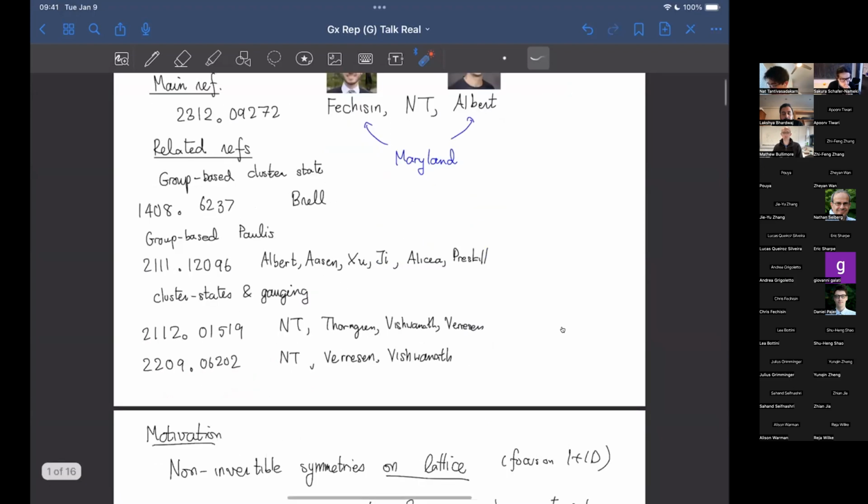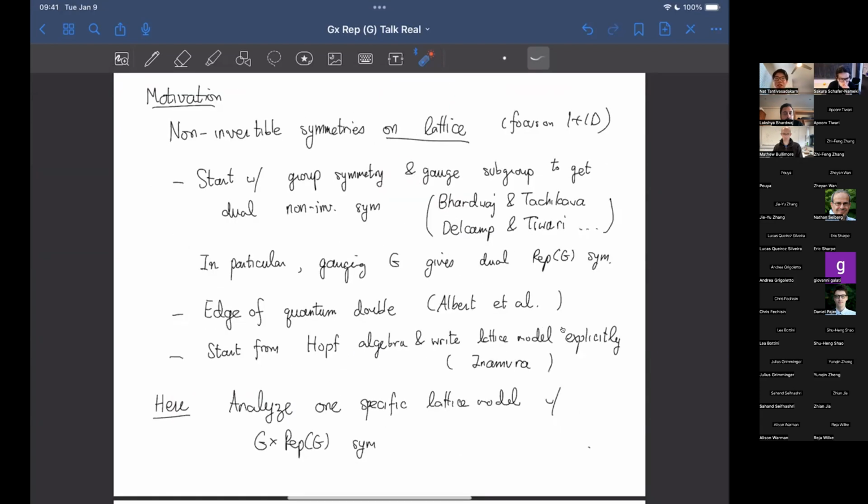So let me try to motivate a bit, and I'm going to apologize in advance for the lack of a number of references here. But what I'm going to focus on is non-invertible symmetries on the lattice. There are many ways one can approach this, for example, in order to understand this non-invertible symmetry Rep G. You can start with a group symmetry G and gauge a subgroup to get a dual, potentially non-invertible symmetry. At least the first reference I think I learned this from was the paper by Lakshya and Yuji Tachikawa. Recently, there's also a paper by Clement and Apoorv, which also discussed this on the lattice explicitly. In particular, by gauging the symmetry G, this gives you a dual symmetry called Rep G.